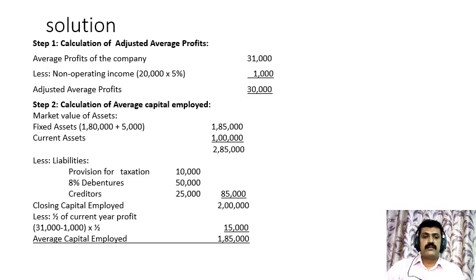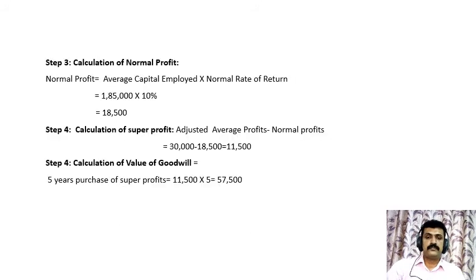From that we have to deduct the liabilities. That includes provision for taxation 10,000, 8% debentures 50,000, creditors 25,000, total 85,000. So the remaining balance of rupees 2 lakhs should be considered as closing capital employed. From that we have to deduct half of current year's profit, that is 30,000 into 1 by 2, 15,000. Therefore, the remaining balance of rupees 1,85,000 can be treated as average capital employed.